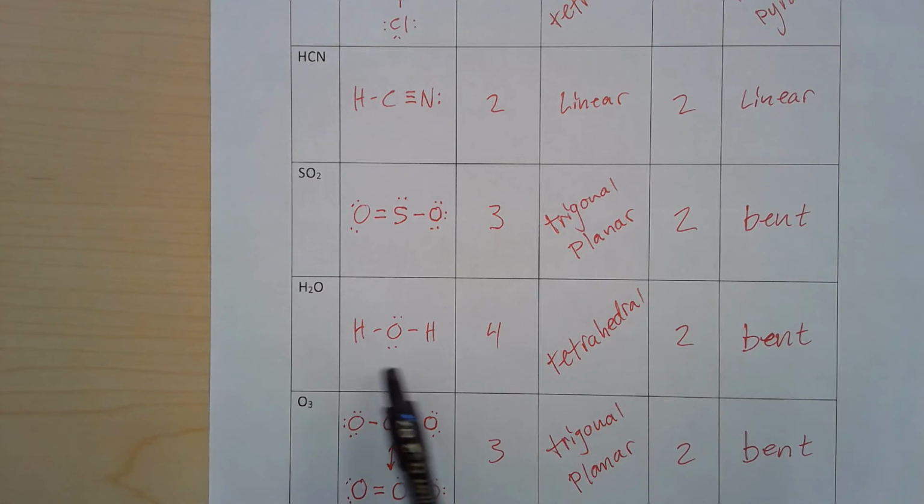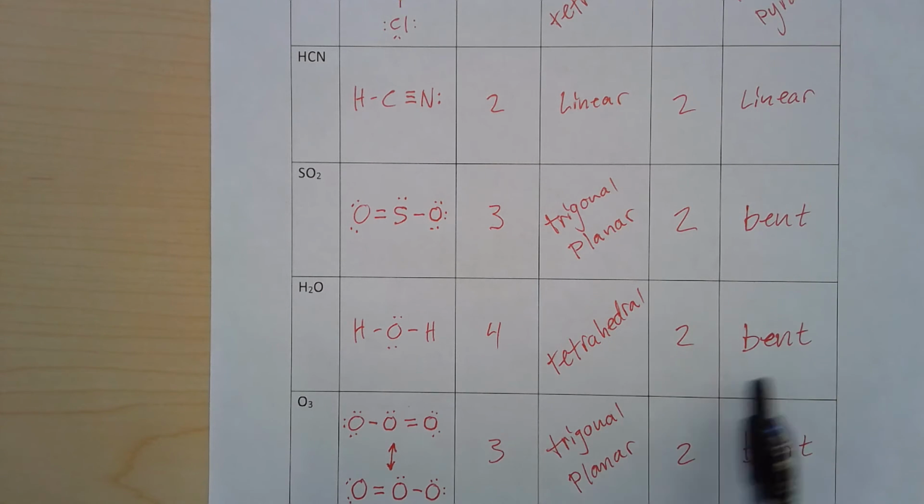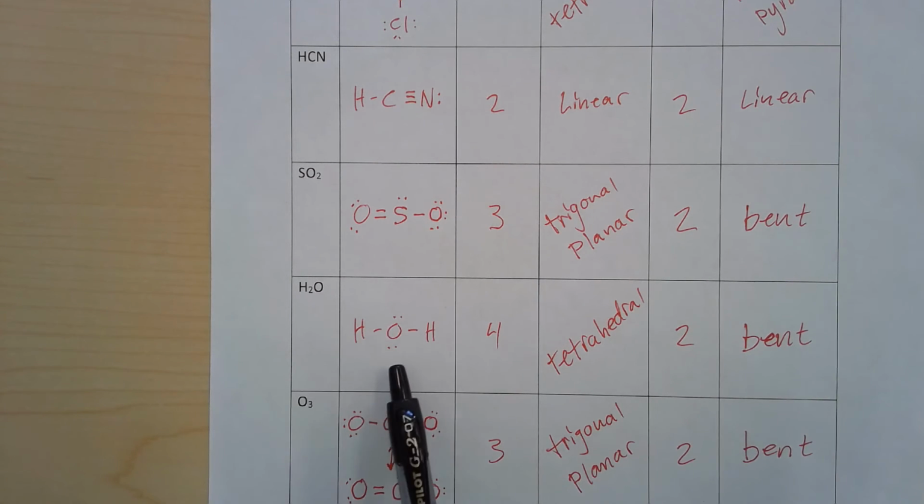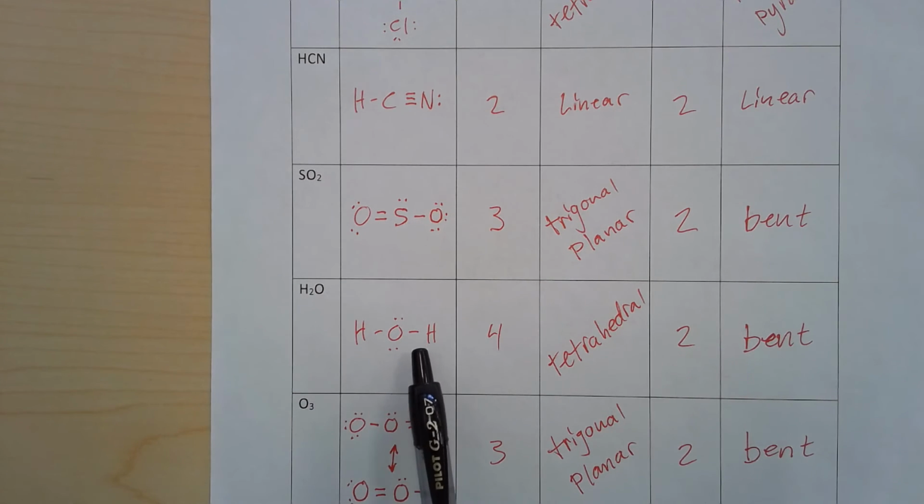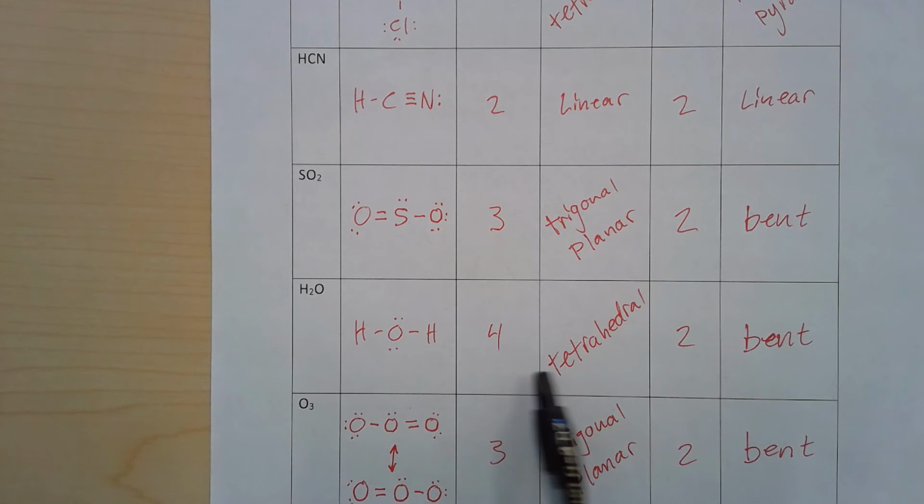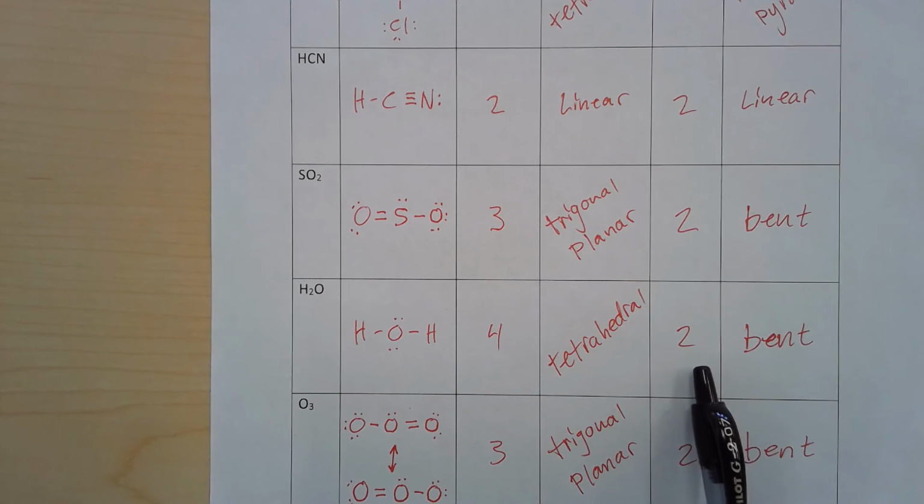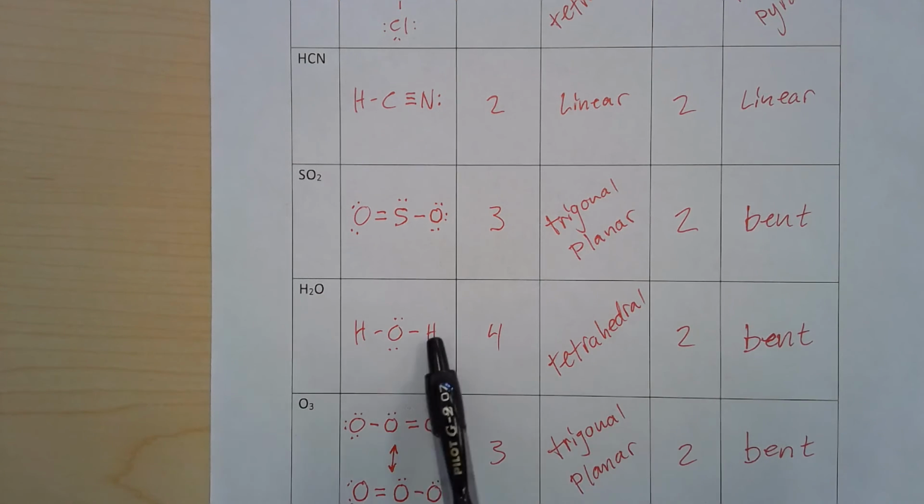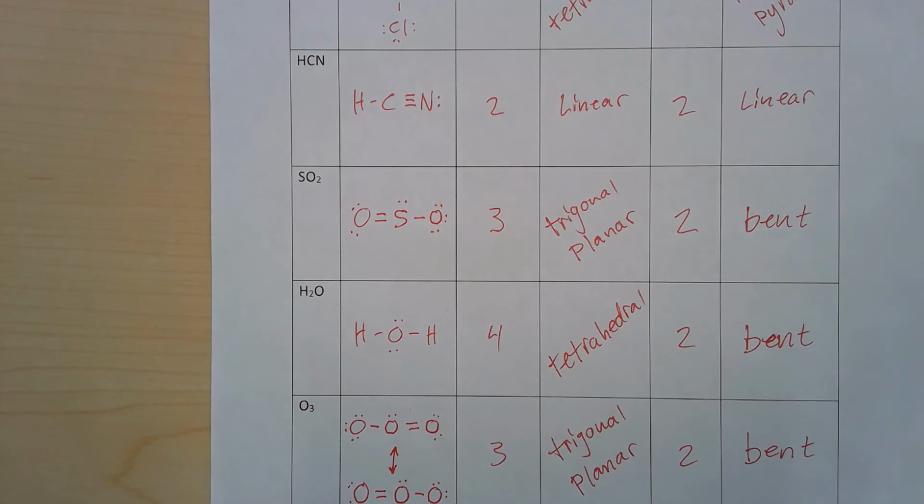Now moving on to water. This one, as you probably know, is also bent, but it has a tetrahedral electron domain geometry because it has 2 lone pairs and 2 bonds. So 4 sides are used, making it tetrahedral, but only 2 of them are used for bonds for the hydrogens, and that makes it bent.